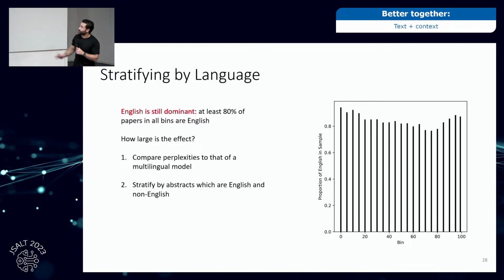Just to be clear though, English is still the dominant language. In every bin, English makes up at least 80% of the abstracts. And so while there are a lot of different languages found in our sample, we want to know how large the effect is on the overall perplexity. So we can actually look at this in two different ways.